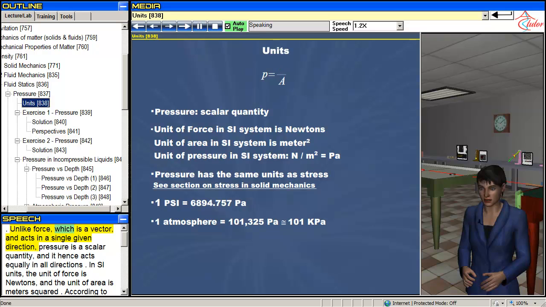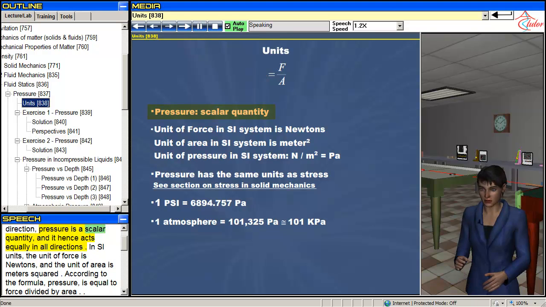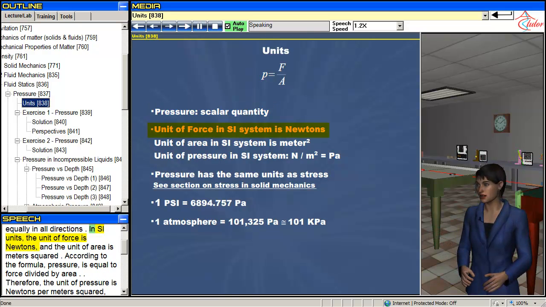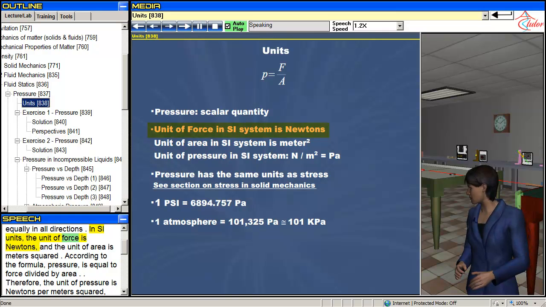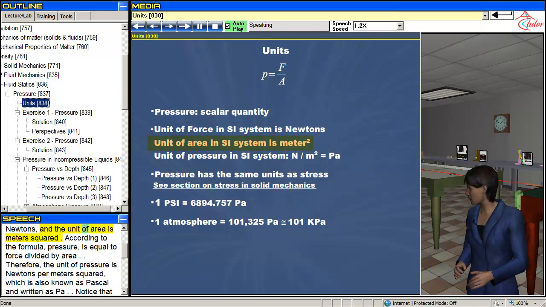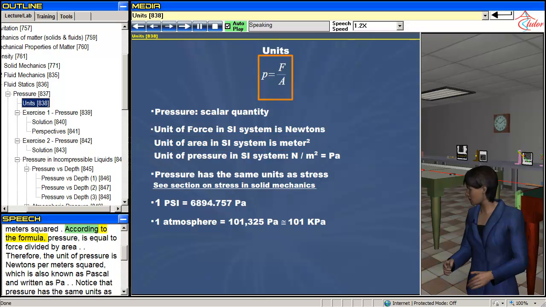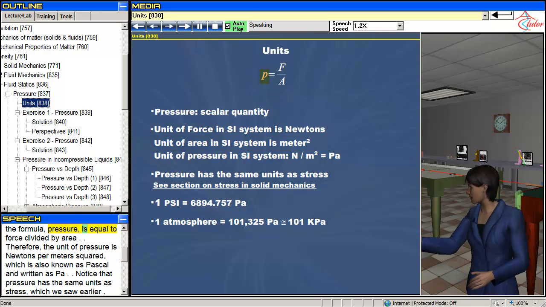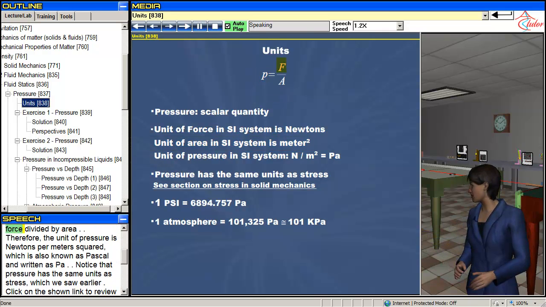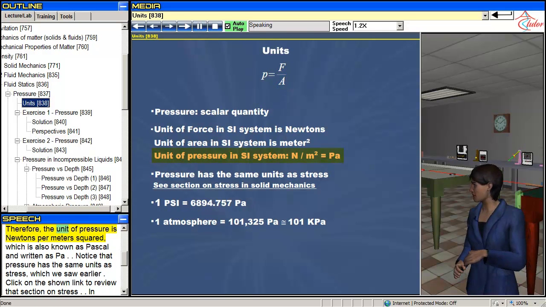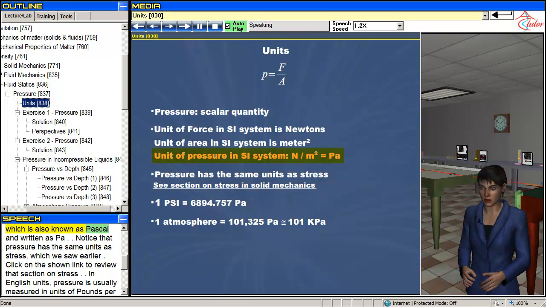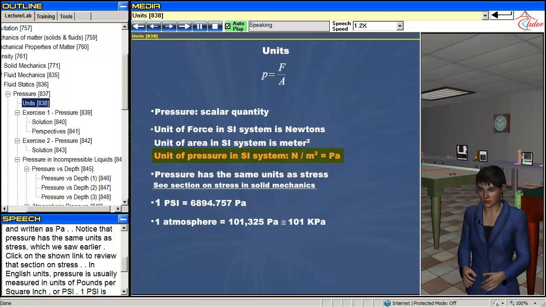Unlike force, which is a vector, and acts in a single given direction, pressure is a scalar quantity, and hence acts equally in all directions. In SI units, the unit of force is newtons, and the unit of area is meters squared. According to the formula, pressure is equal to force divided by area. Therefore, the unit of pressure is newtons per meter squared, which is also known as Pascal, and written as Pa.